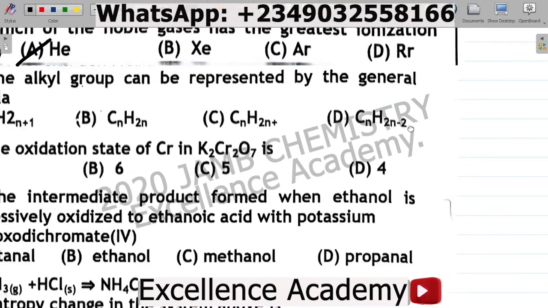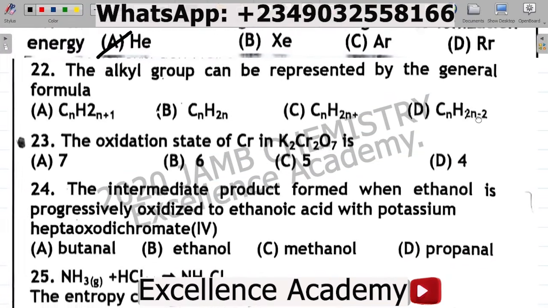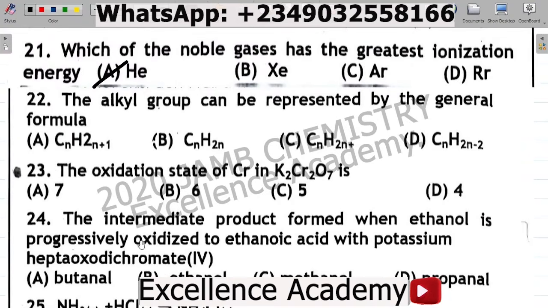Let's see which option that is. So looking at this, we can see that option A matches that. CnH2n+1. That's this. Although they did not write the 2 very well, that's your correct answer, option A.